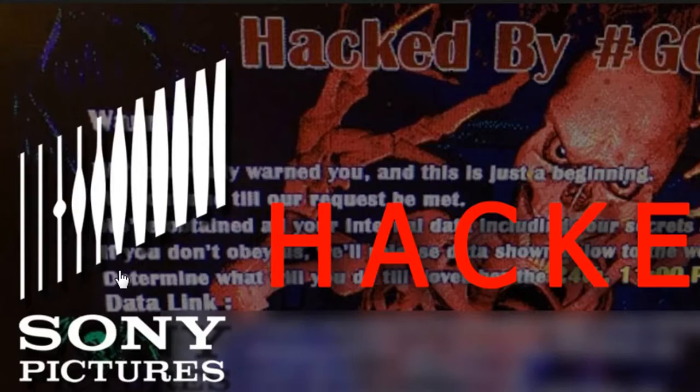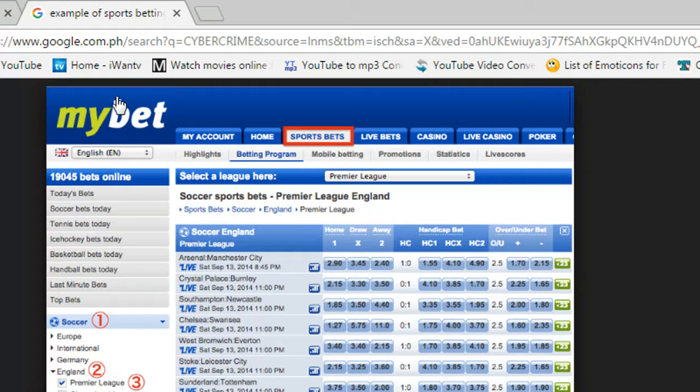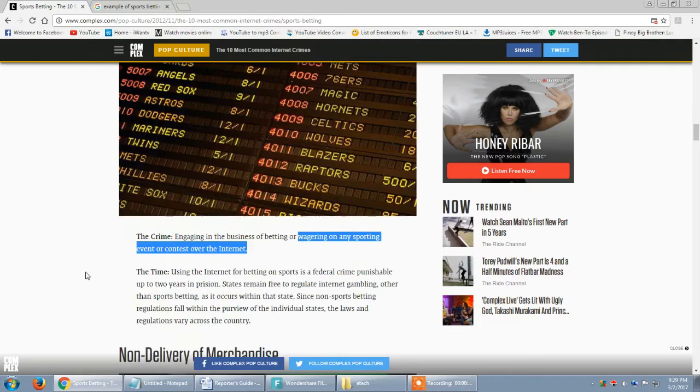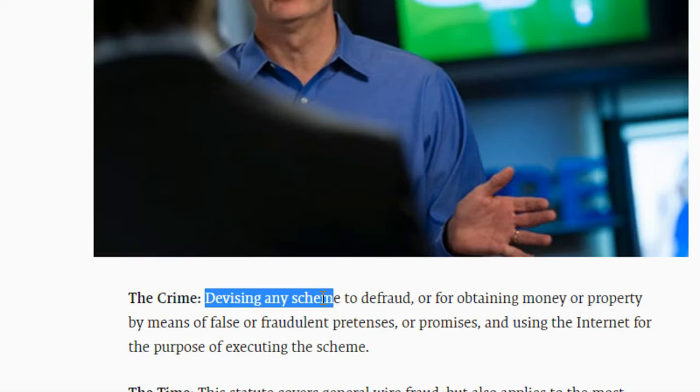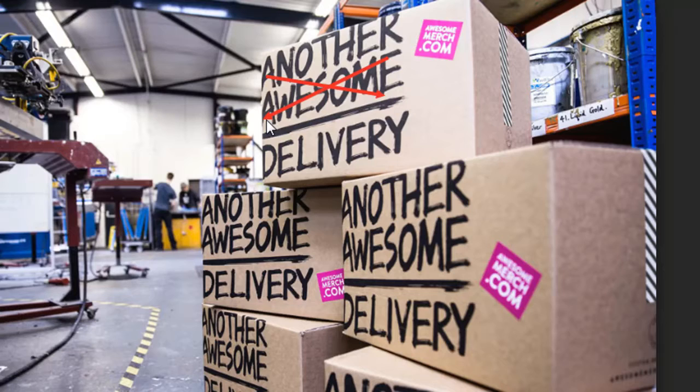The next one is sports betting. It is the act of wagering on any sports event over the internet. In some countries, gambling, including sports betting, is illegal even if you are doing it over the internet. The fifth one is non-delivery of merchandise. It is the act of devising a scheme wherein a culprit posts an item or service for sale on the internet, and once the transaction has been done, does not really give the item or service.